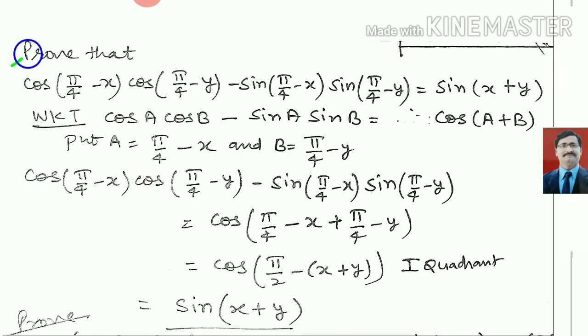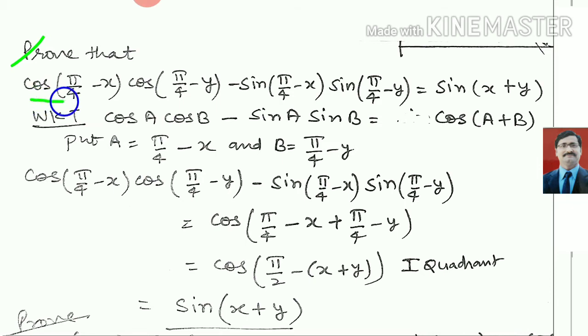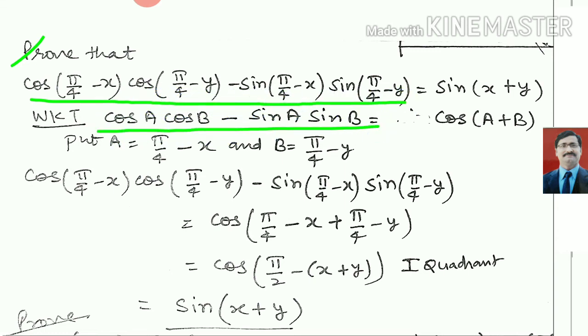Look here, we have to prove that cos(pi by 4 minus x) cos(pi by 4 minus y) minus sin(pi by 4 minus x) sin(pi by 4 minus y) equals sin(x plus y). This we have to prove. Look here, this formula we can check now: cos a cos b minus sin a sin b. This formula we know already. Cos a cos b minus sin a sin b is equal to cos(a plus b).